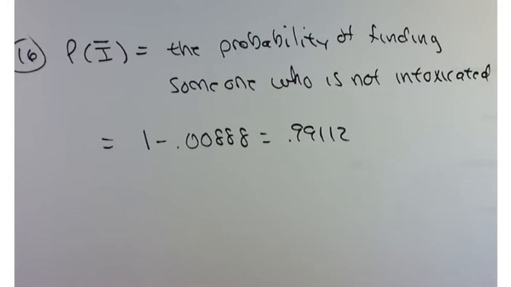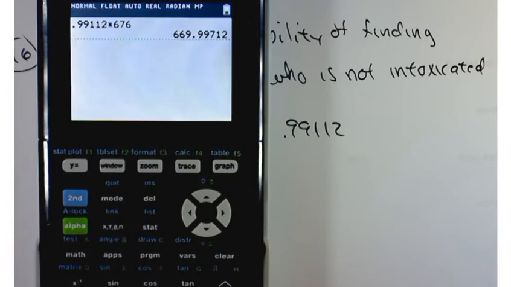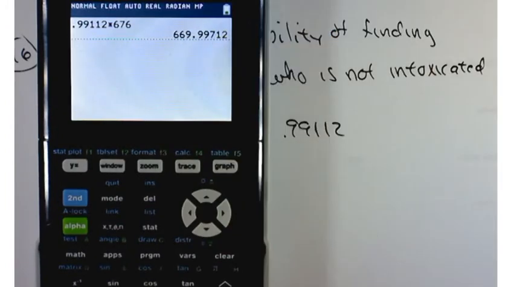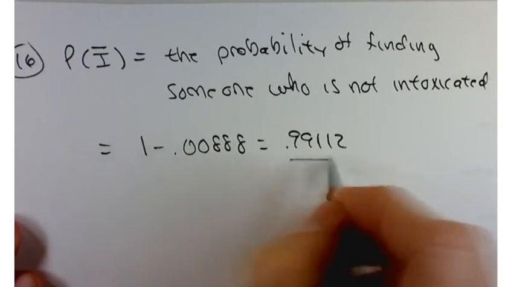You can take 0.99112 times 676. Is that how many people were in the study? Yeah, so about 670. That reflects what the author was saying, that 6 were intoxicated, meaning the rest weren't. So good. Either way.